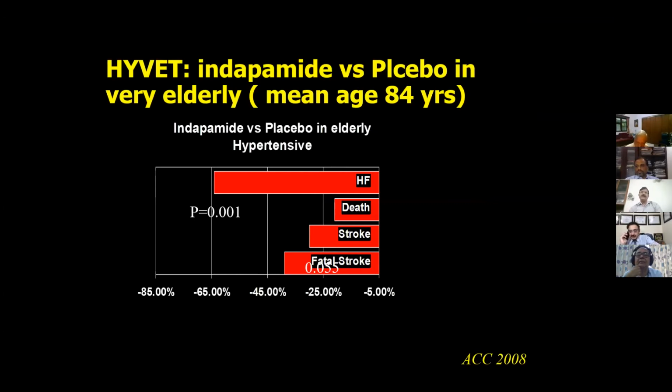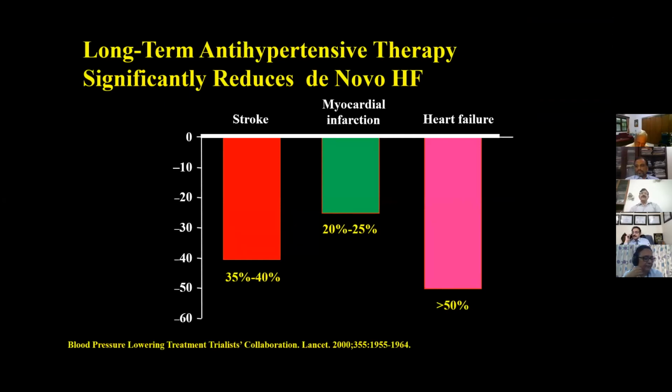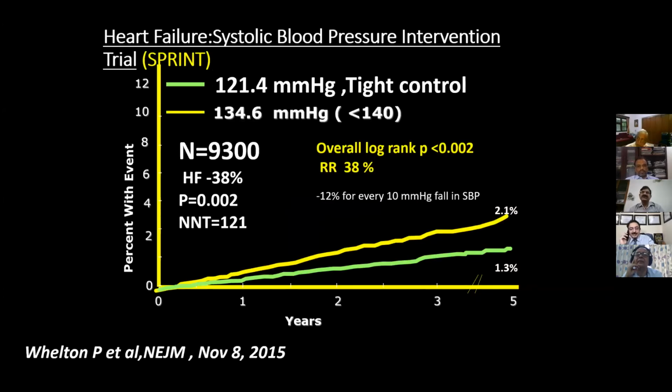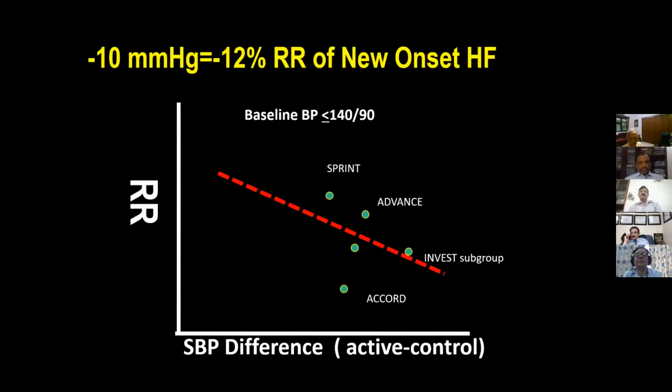Long-term antihypertensive therapy reduces chances of heart failure by 50%. And that is a very, very impressive prevention of heart failure by simply adequate control of hypertension. The recent study SPRINT has shown that even if you bring down the blood pressure from 140 to 120, you have another 38% reduction in new onset heart failure. And this is impressive. That means as far as possible, try to get the blood pressure as low as possible, possibly closer to 120 rather than closer to 134. So even people who have a baseline blood pressure of 140 by 90 or below show a relative risk reduction of 12% for every 10 millimeter fall in systolic blood pressure.